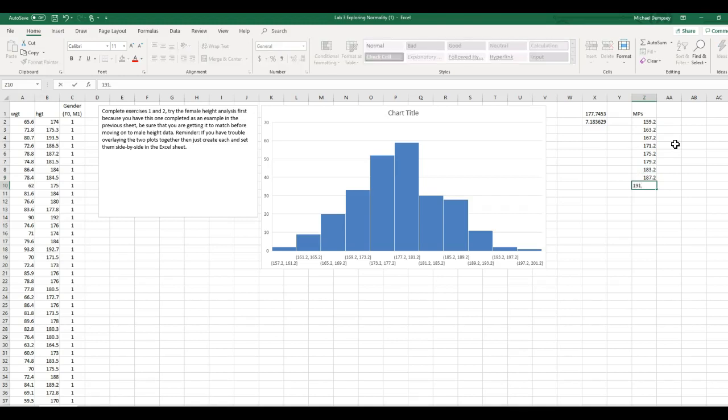191.2. And finally, I think I need 2 more. 195.2. Yeah, and then I need 1 more. I need to be at 199.2. Okay, so can everybody see that 199.2 would put us right in the middle here?